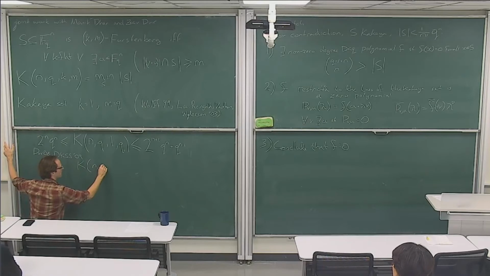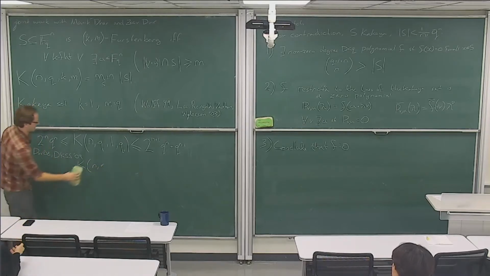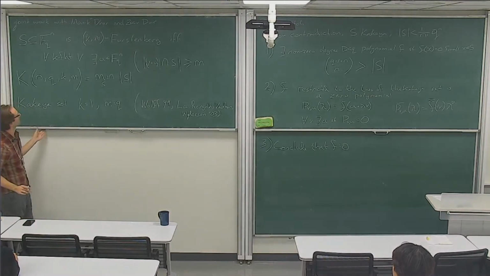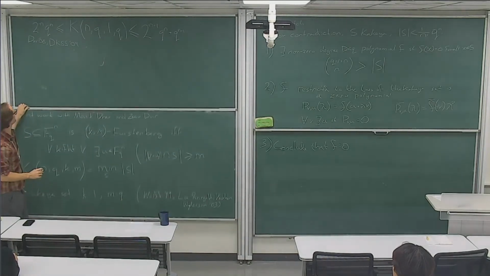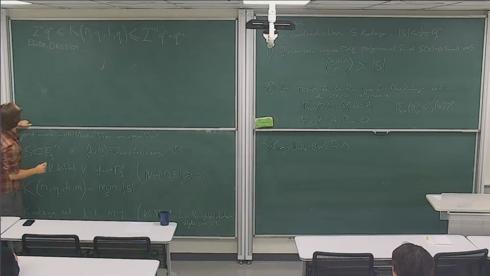k of n. This is going to go too low. I got to erase some. I can switch the boards. That's what I'll do. That's good. All right.